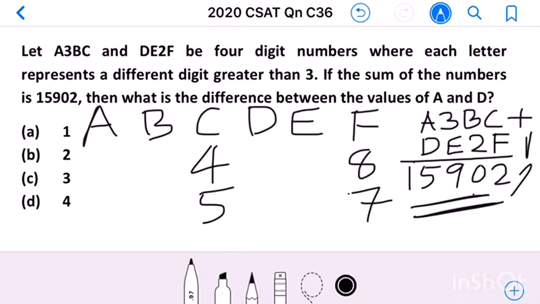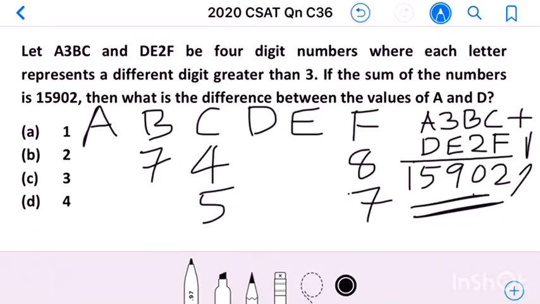First put C equal to 4 and F equal to 8. Then we get C plus F equal to 12. Then there will be remainder 1. Adding with this 2, 1 plus 2, 3. 3 plus B's value we should get 10. So what is the value of B? B equal to 7.